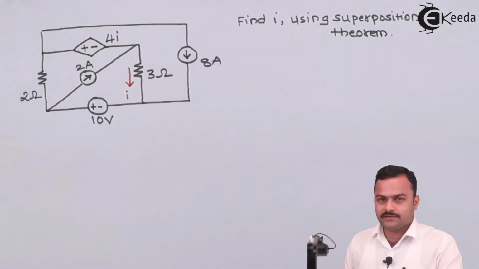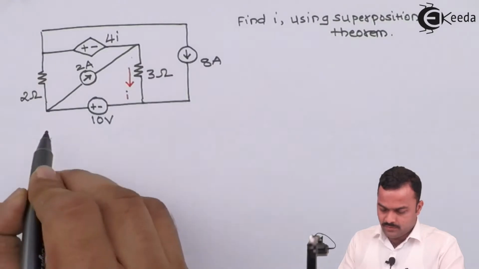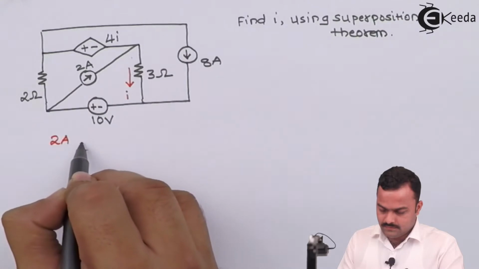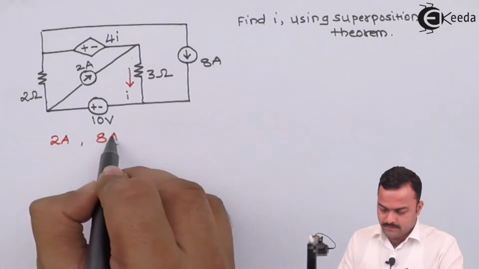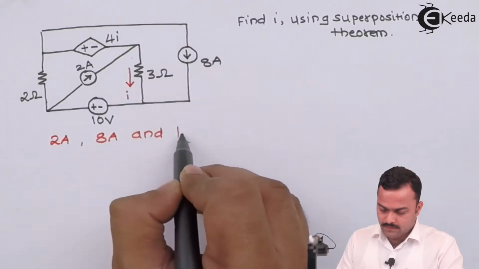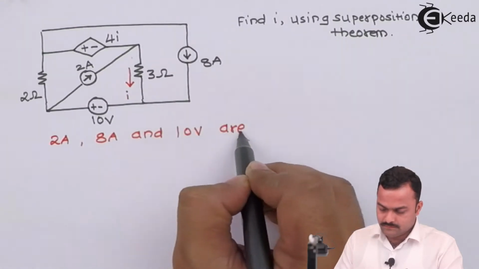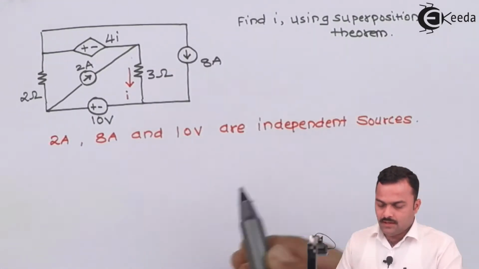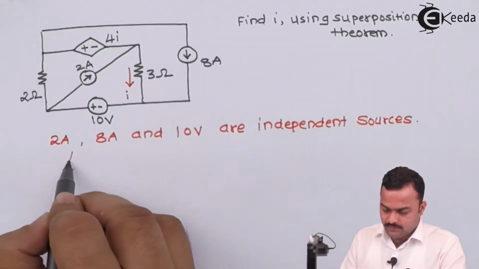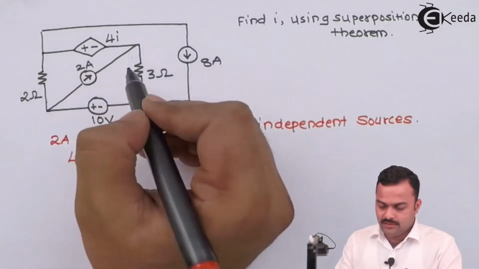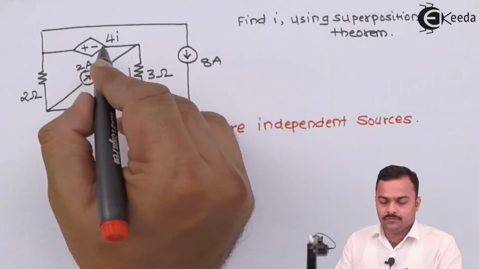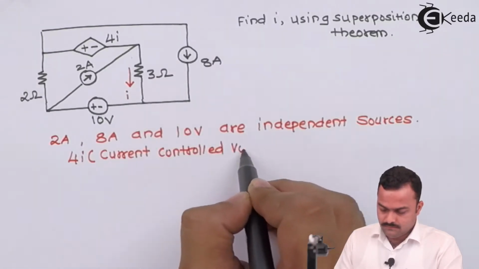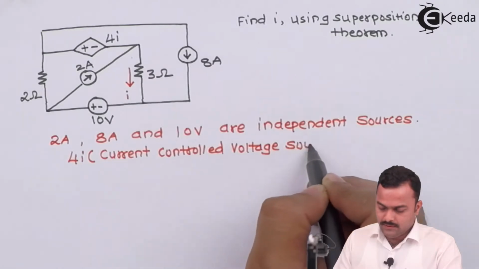Let's mark all the sources over here first. So we are having 2 ampere, 8 ampere and 10 volt independent sources. Okay, and the only dependent source is a 4i. If you see carefully, it's a current controlled voltage source. So this is the only dependent source present.